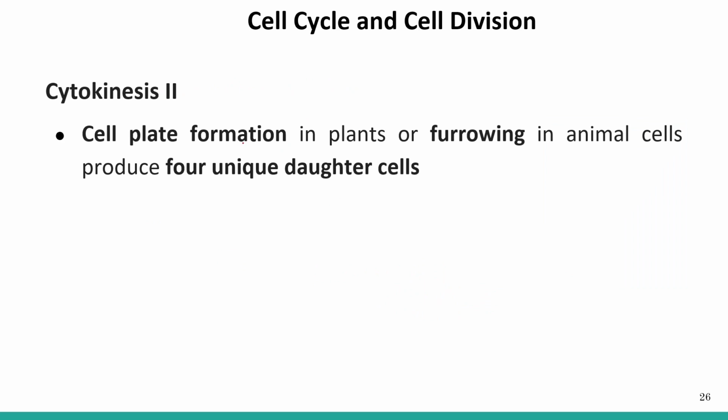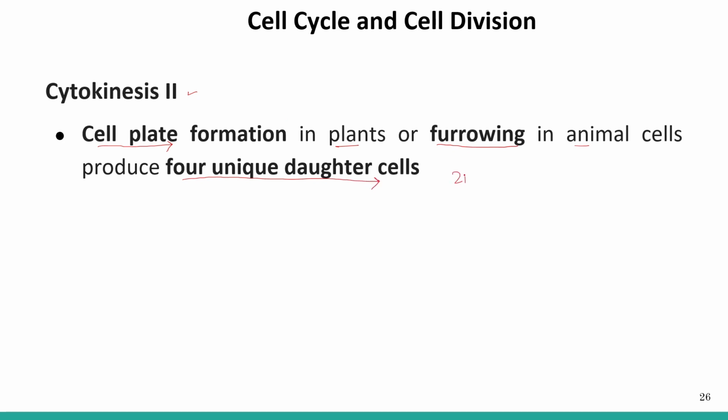Then after telophase 2, we have cytokinesis 2, which leads to the formation of 4 daughter cells. In plants, the cytokinesis is through cell plate formation. And in animal cells, the cytokinesis takes place by the method of furrowing, means furrow formation. And ultimately, 4 unique daughter cells are formed.